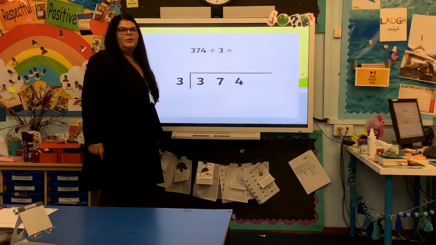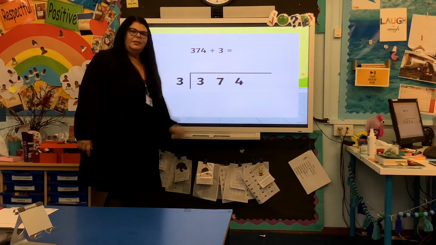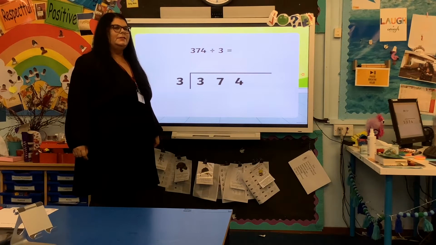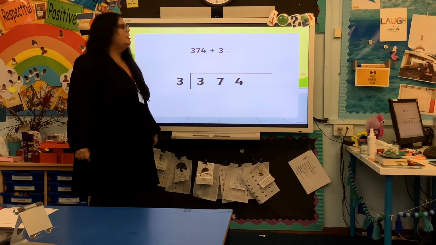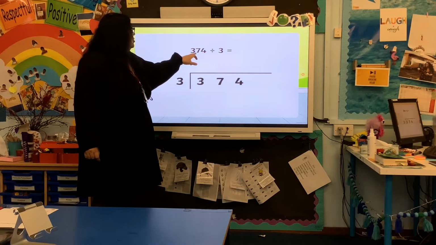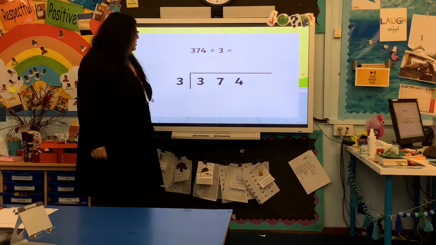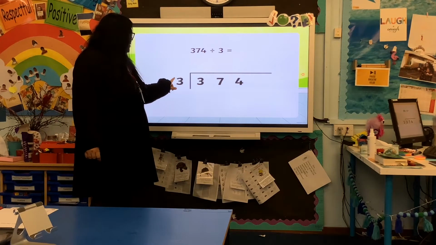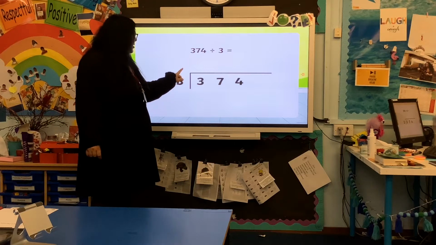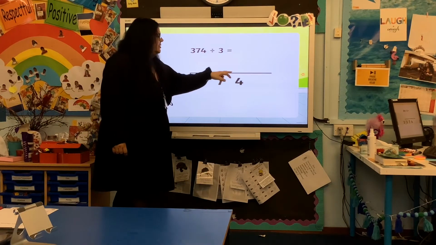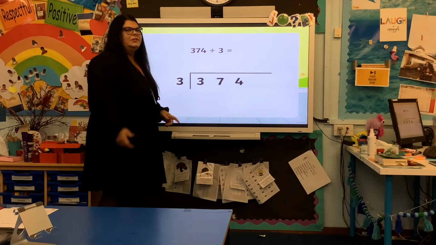Okay, so following on from yesterday's lesson, same again today. It's the bus stop method of division, but this time it's going to be with remainders. So let's have a look at this example. The question we've got is 374 divided by 3 equals. So we've set it out like this. We've got the 3 outside the bus stop, waiting for the bus, and then inside the bus stop, we've got 374.